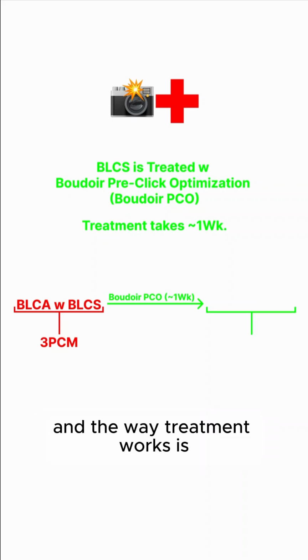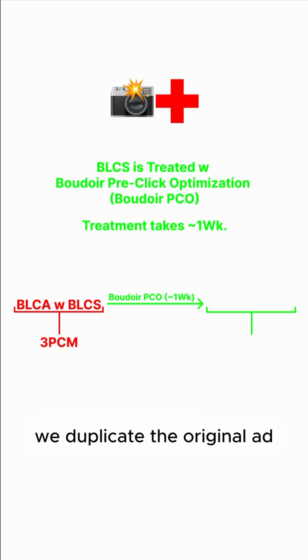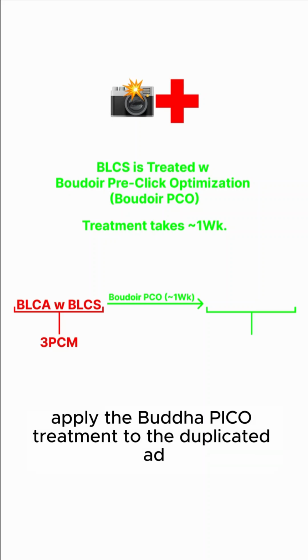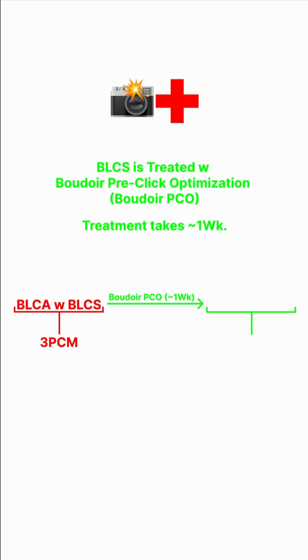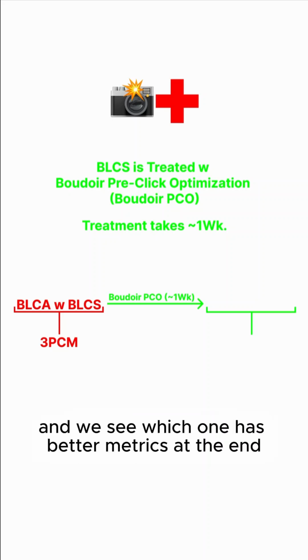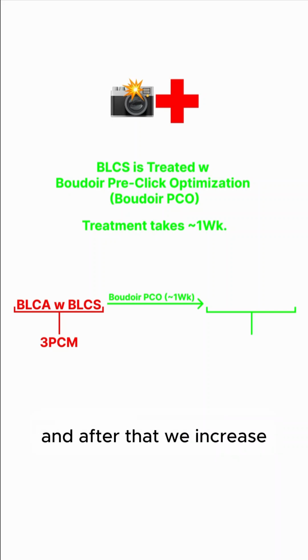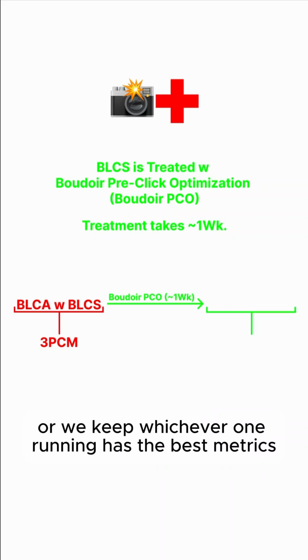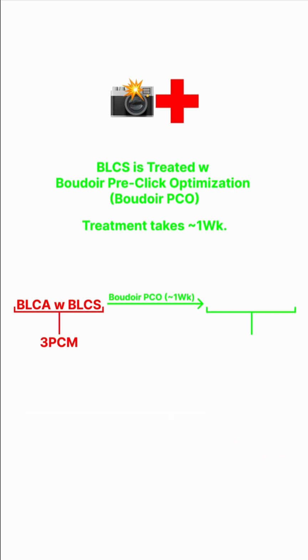And the way treatment works is we duplicate the original ad, leave the original ad as it is. We apply the Boudoir Pico treatment to the duplicated ad, leaving the original untouched. And we run them both in parallel and we see which one has better metrics at the end. On average, it takes about a week. And after that, we increase or we keep whichever one running has the best metrics.